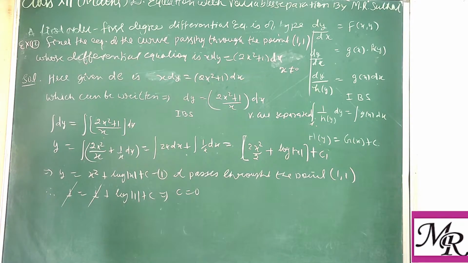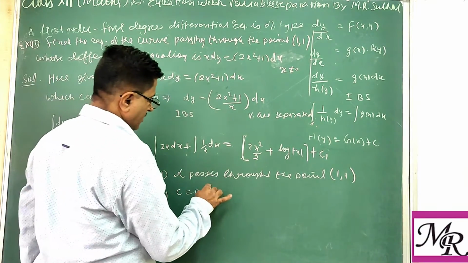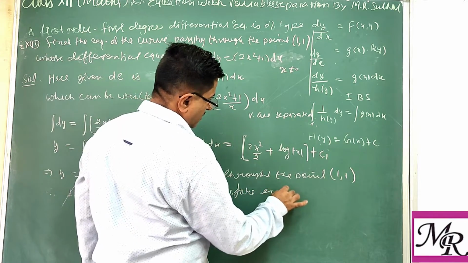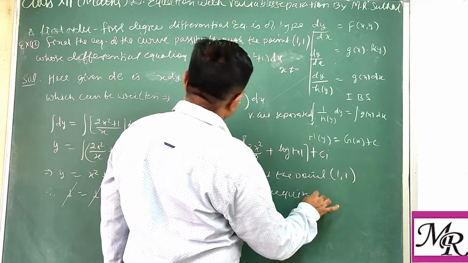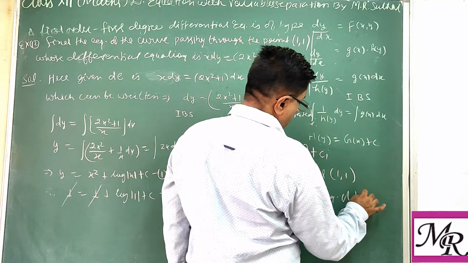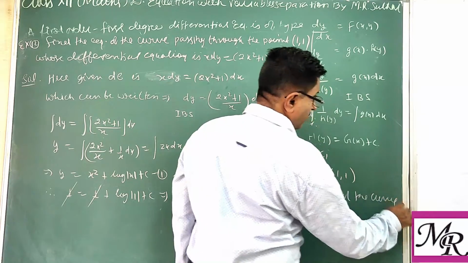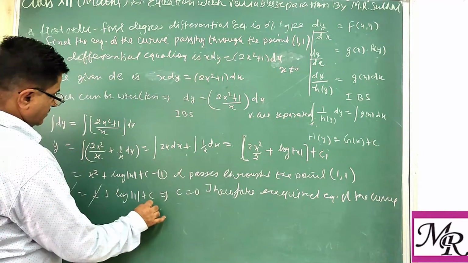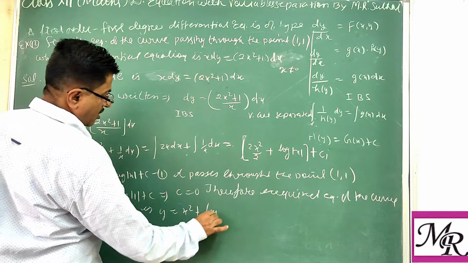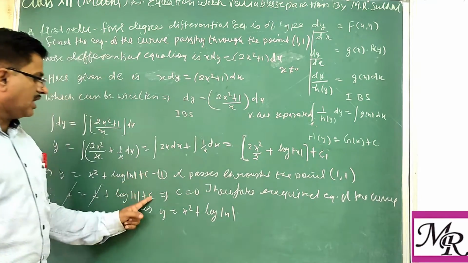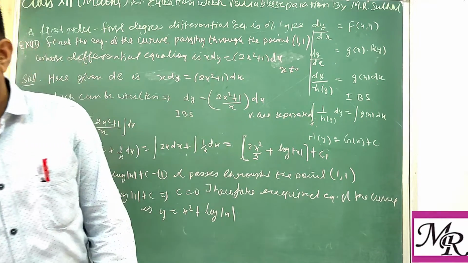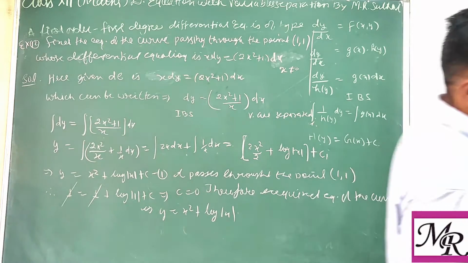Therefore, the required equation of the curve is y = x² + log of mod x. See, we are getting c as 0. So in this way, one can find the solution.